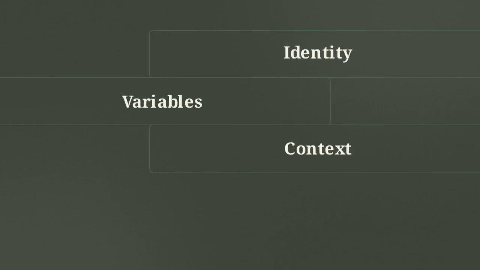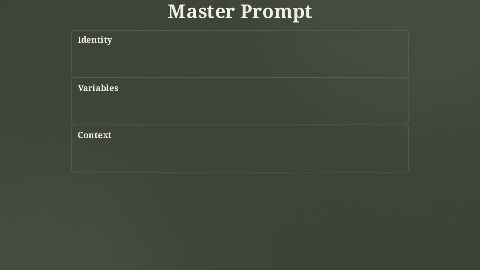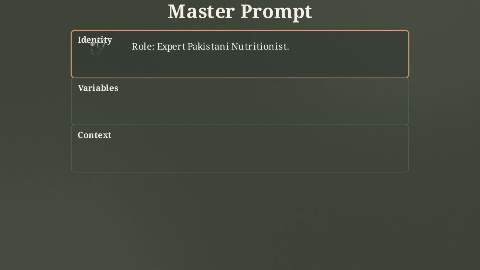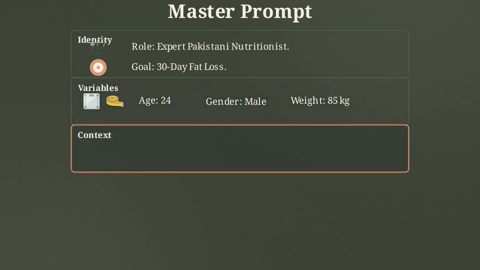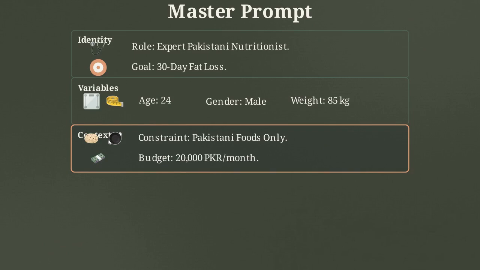Now we combine the persona, the 5-part formula, and the local data into one master prompt. We begin with the persona and the goal. Act as an expert Pakistani nutritionist. Create a 30-day fat loss meal plan for a 24-year-old male, 85 kilograms. We then add the specific constraints. Include Pakistani meals only. Budget is 20,000 PKR per month.